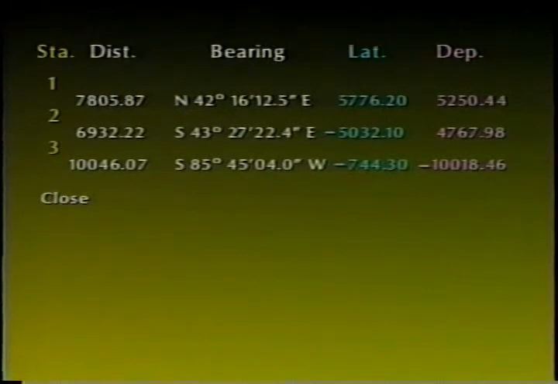Latitudes and departures are expressed as values associated with a rectangular coordinate system. Latitude is the value that reflects the magnitude of change in position along the north-south axis and is computed by multiplying the cosine of the bearing times the length of the traverse course. Departure is the change in position along the east-west axis and is computed by multiplying the sine of the bearing times the length of the traverse course. In the following example, we have computed the latitudes and departures of our traverse. We observe that the sine and cosine functions of the bearings have given the latitudes and departures a plus or minus value.